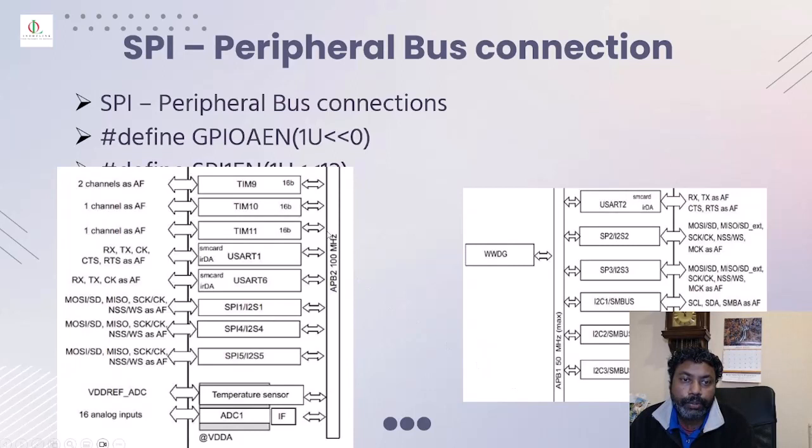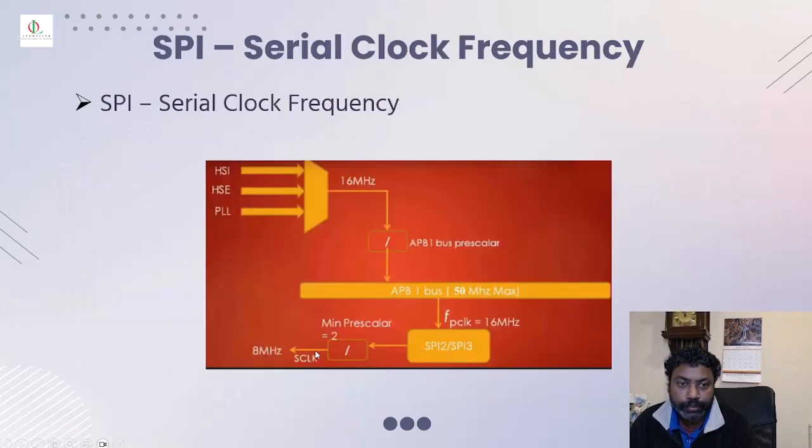So if you go to the functional block diagram, you can see the SPI peripheral bus connections. In this example we're going to use SPI1. SPI1 is connected to the APB2 peripheral bus, and we are also going to use GPIOA. So we need to enable clock access to both GPIOA and SPI.